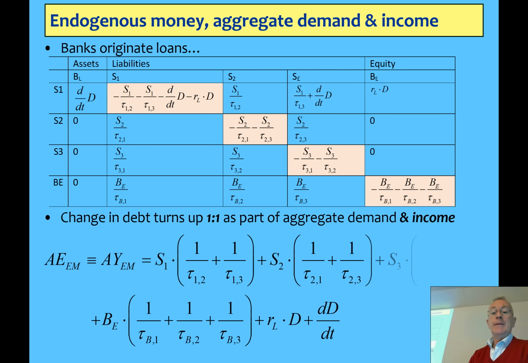Now, to spell out in full detail, this is now sector 1's expenditure finance out of its existing money multiplied by the inverse of its time constants, plus the same for sector 2 and sector 3, plus the bank's expenditure, which I've got to include now because the bank is receiving interest income on this as well. And you get interest on debt turning up plus the change in debt.